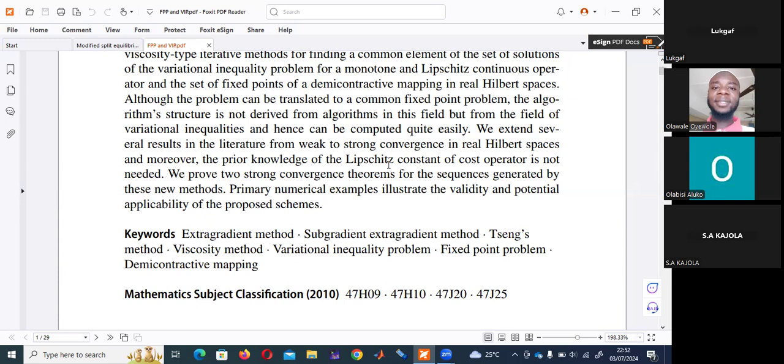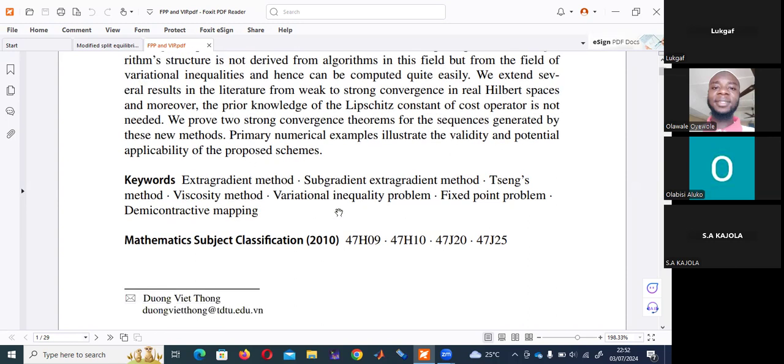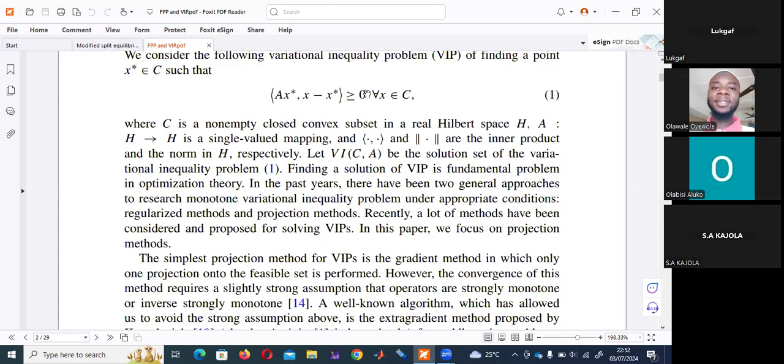So if they are not in need of the Lipschitz constant, it means they have used one of those two things: either line search or some self-adaptive method. But let's see which one they have used. So we proved two strong convergence theorems for the sequences generated by these new methods. Preliminary numerical examples illustrate the validity and potential applicability of the proposed schemes. Okay, so this is the problem.